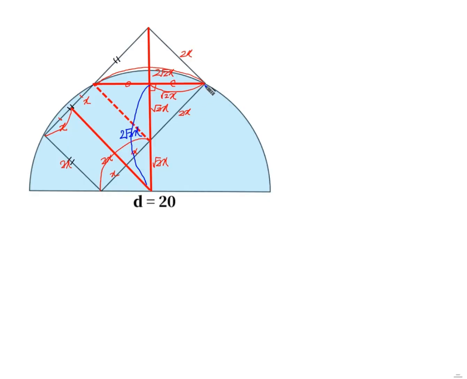One more auxiliary line is needed. This line is the radius of this circle, so 10. Here we can use the Pythagorean theorem. Root 2x squared and 2 root 2x squared is 10 squared. Root 2x squared plus 2 root 2x squared equals 10 squared.